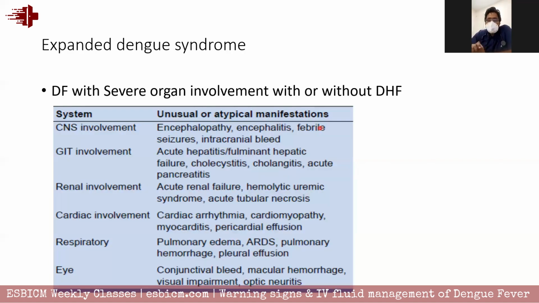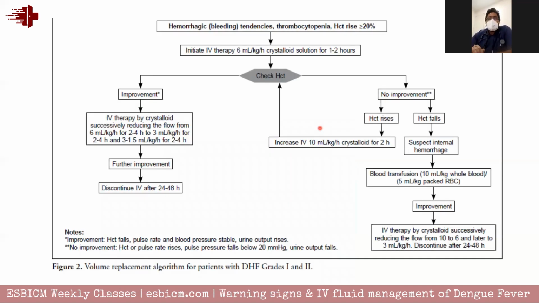Now we'll go for the management part. Our focus today will be on IV fluid management in dengue patients. As you already know, mild dengue we can manage with home management also. Moderate dengue patients will need to be managed with IV fluids. The choice of fluids will be crystalloids, 0.9% NS or RL.